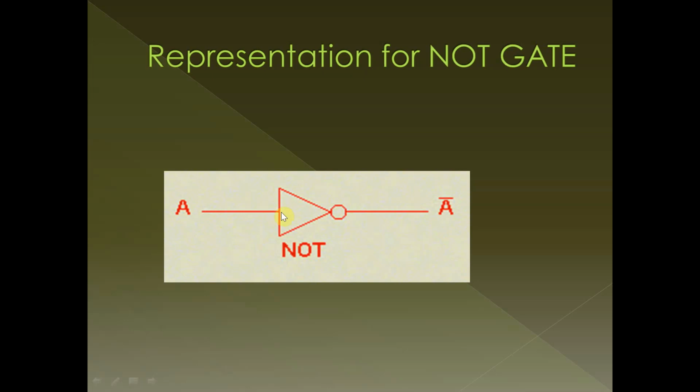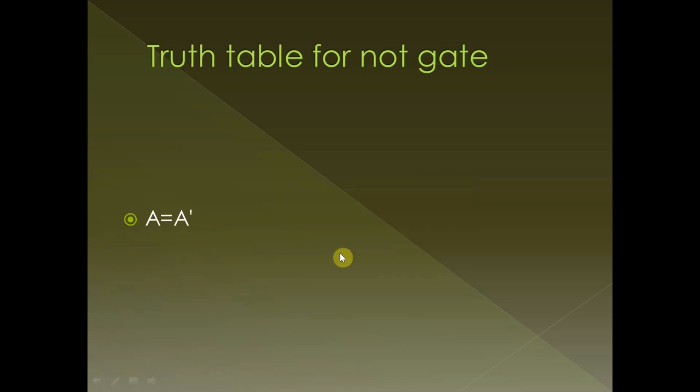A is supplied inside this NOT gate, and A dash or A bar, that is complement of A, is received as the output. This is the Boolean expression for NOT gate. That is Z is equal to A dash.